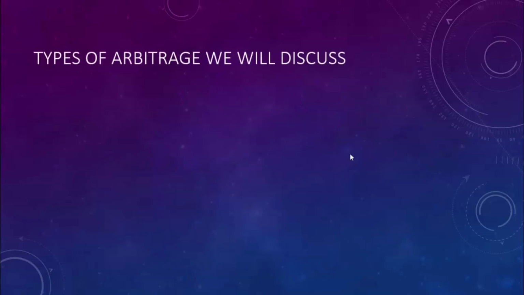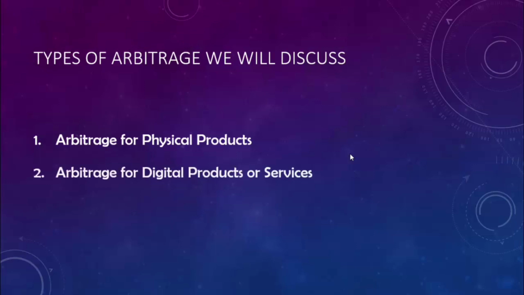Now, let's see what types of arbitrage we will discuss in this class. First of all, we will discuss arbitrage for physical products, like the example I just gave you with the iPhone, but it can be related to practically any type of physical product. I don't know, even shampoo if you want, or anything that is a physical product. Then we will also discuss arbitrage for digital products or services, which is a newer type of arbitrage, to say so, but it's getting more and more traction, it's very useful, and it can be a very lucrative business model.